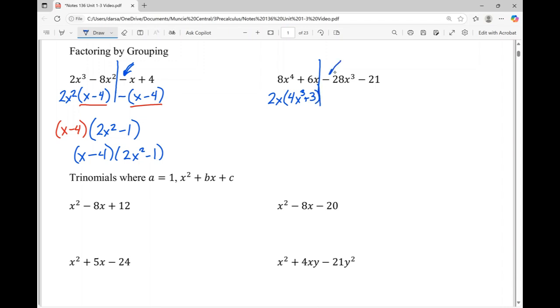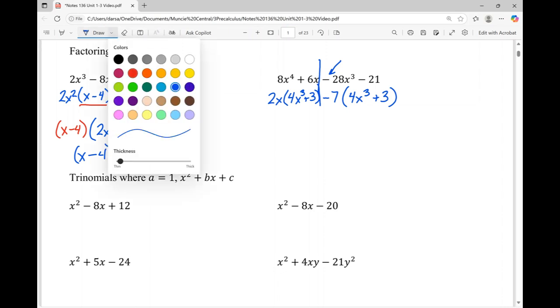Remember, if there's a negative sitting here, we always factor out a negative. And what is in both 28x cubed and 21? What divides both of those? A 7. But we're going to take out a negative 7 since that center thing is a negative. So negative 28x cubed divided by negative 7 is 4x cubed. Negative 21 divided by negative 7 is plus 3. And now we've factored each half.